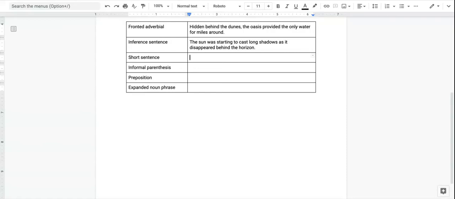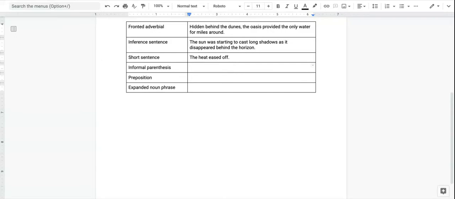A short sentence needs to have a noun and a verb, but it doesn't really need to have more than that. So mine is going to be: the heat eased off. So the heat is my noun, eased off as the sun is setting. It could be shorter than that. You just need a noun and a verb. So it could be time stopped, the wind howled, anything like that.